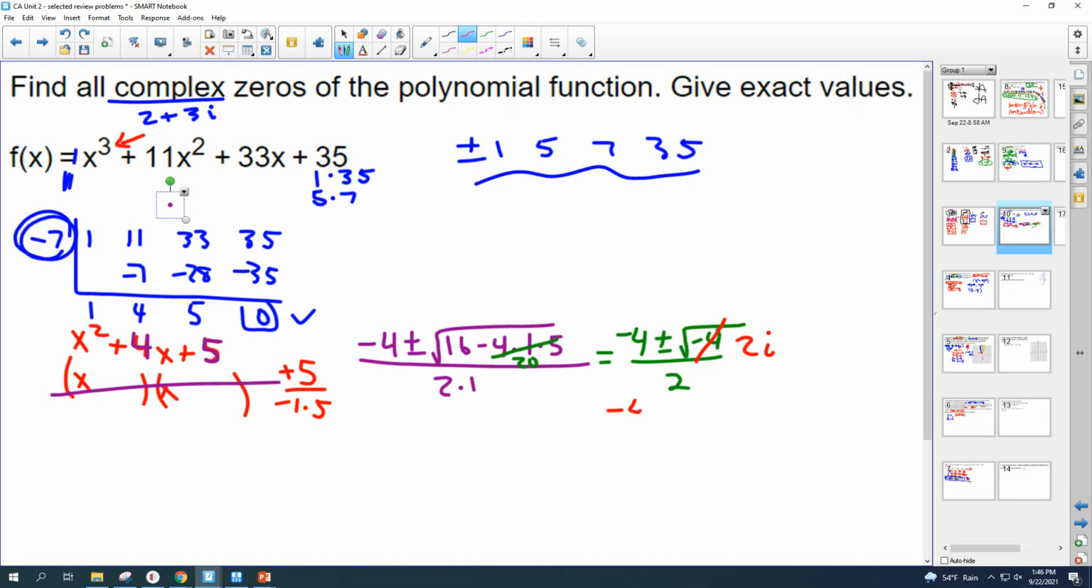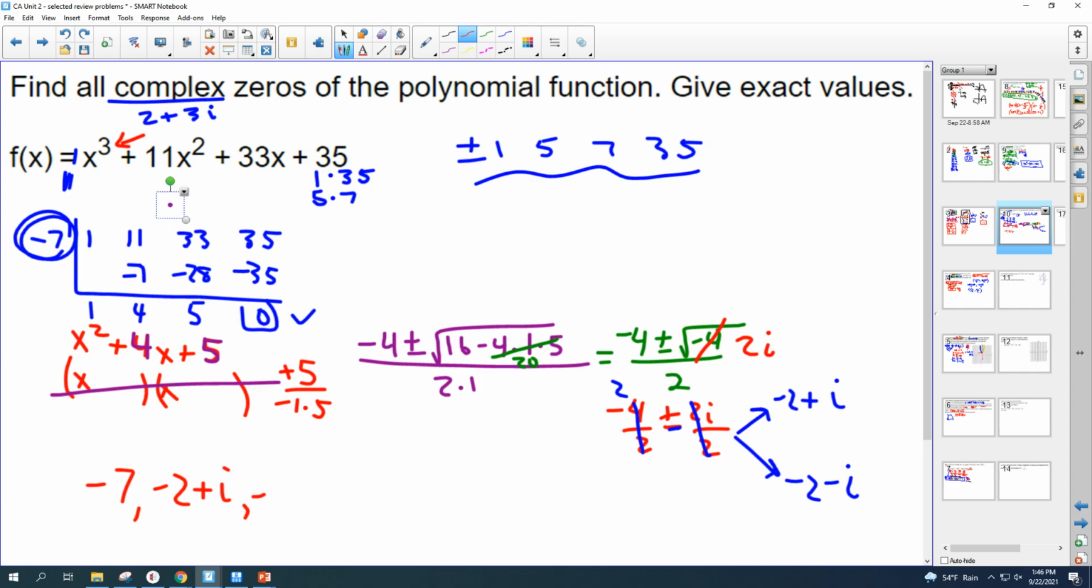And so if I split the fraction, -4 over 2 plus or minus 2i over 2, I'm looking at 2 different answers. If I take the top branch, that's -2 plus i. And if I take the bottom branch, subtract, that's going to be -2 minus i. Those are my complex solutions. I've got 3 zeros. It's just those 3 zeros might be complex: -7, -2 plus i, and -2 minus i.